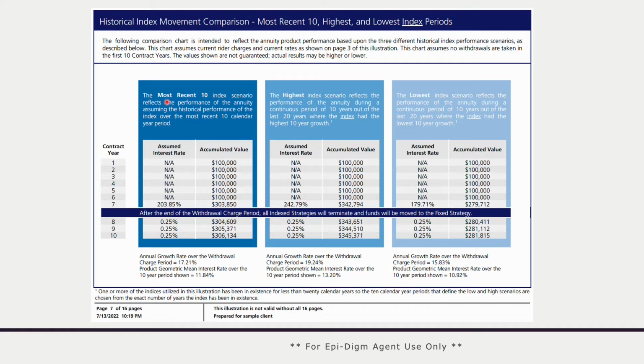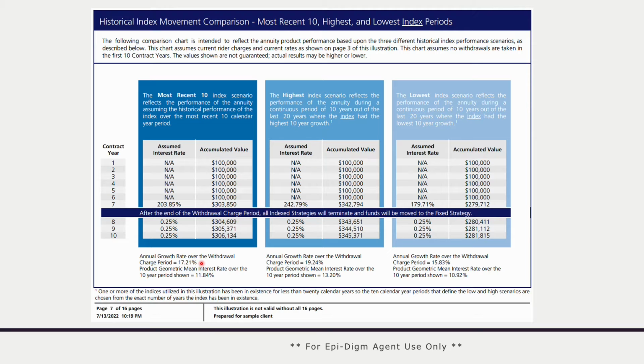This particular one uses the most recent 10 years, and this is historical data. If you put $100,000 in 7 years ago and waited 7 years, now you would have $303,850. That's a whopping 203.85% of interest. So your money tripled. And over the 7 years, the annual rate of return on this one is 17.21% per year. This is very, very impressive.